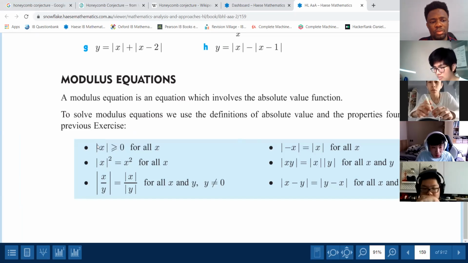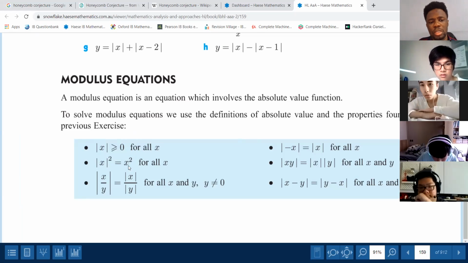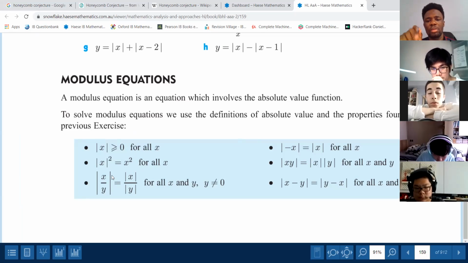So absolute value of x is non-negative. Absolute value of x all squared is the same as x squared. Understand? Understand the second one? Now, yes. Absolute value works just like the square root. So if you're taking the absolute value of a fraction, it's the same as taking the absolute value of the different parts of the fraction. Okay?